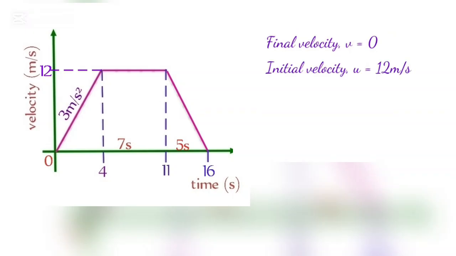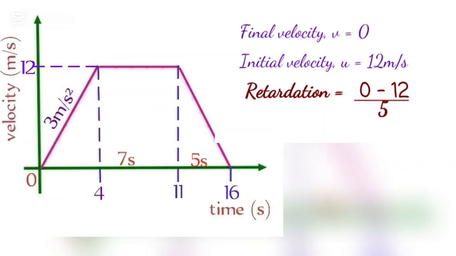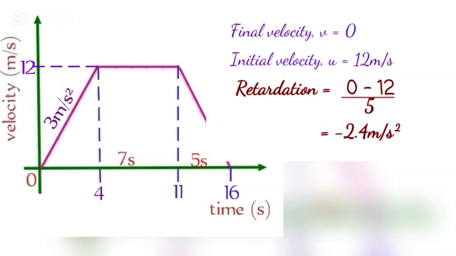Initial velocity u is equal to 12, because the body moves from here, the initial velocity, which is 12 meters per second, to here, final velocity, which is 0. Retardation is equal to 0 minus 12 over 5. Retardation is equal to minus 2.4 meters per second square. The negative sign shows it's a retardation or deceleration.